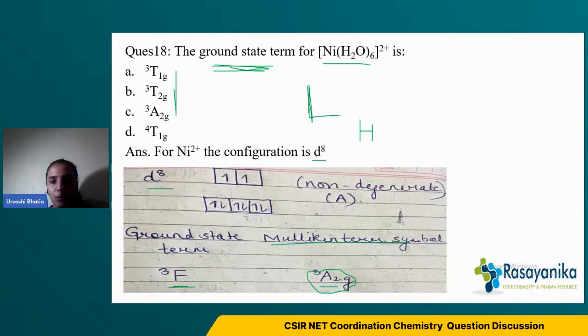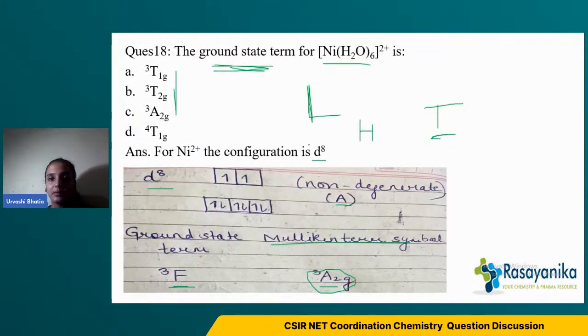Why is it A? Because it is non-degenerate. The electrons have been filled symmetrically. That is when we get the A term. This is how we get 3A2g. Why not T? T is basically triply degenerate, as we had seen earlier. When the t2g orbital is unsymmetrically filled, then we get the T term.